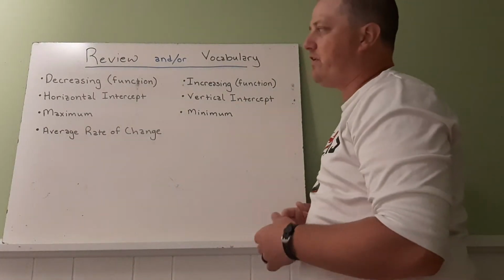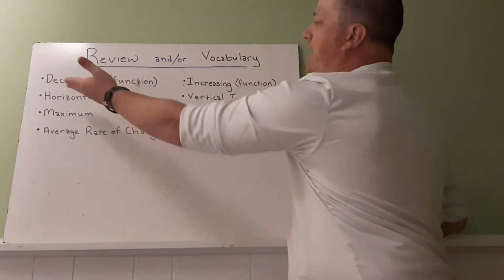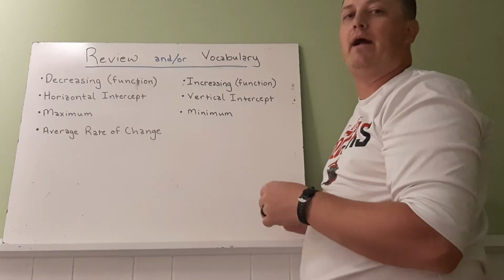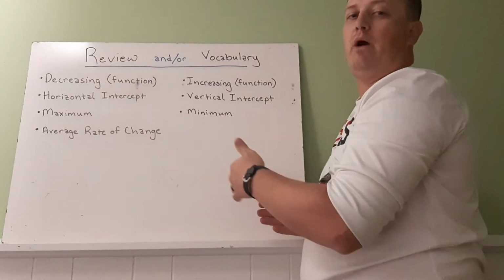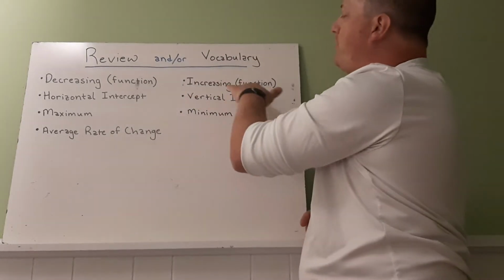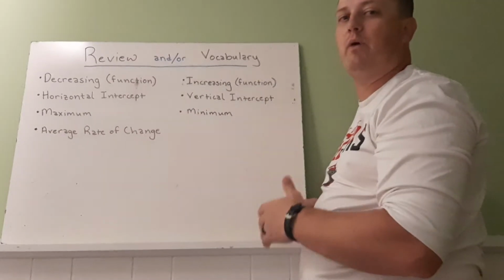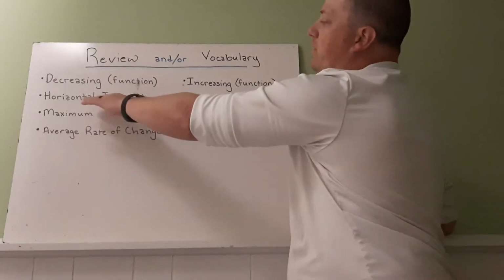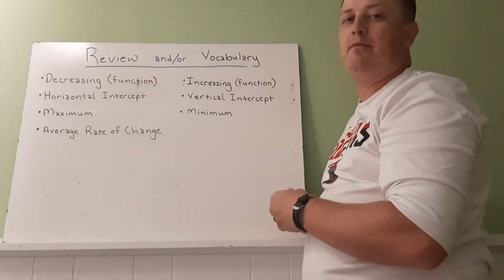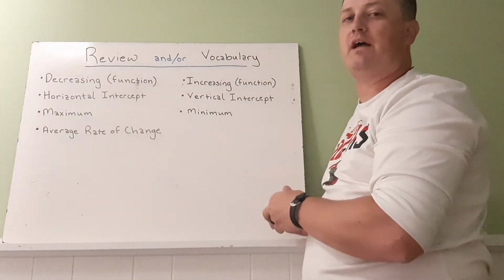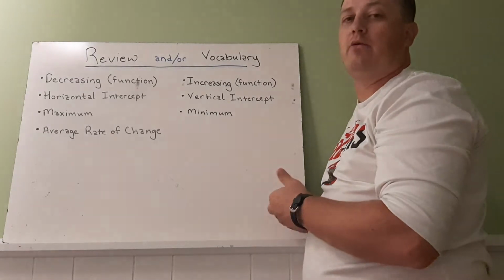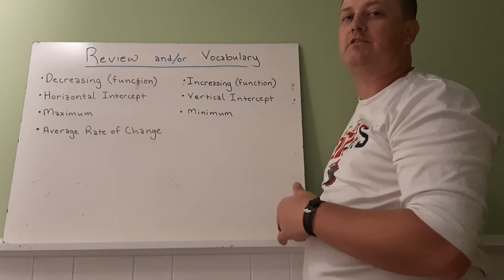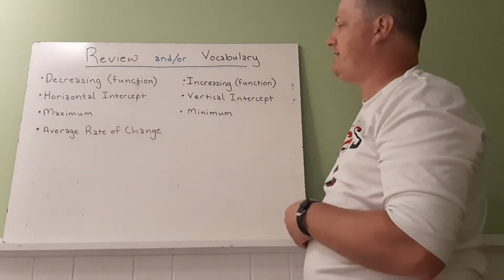So our vocabulary terms are basically the same. So we have decreasing function: any situation, any part of a graph where the graph is going down as it moves from left to right. Increasing function: any part of a graph where the graph is going up as it goes from left to right. Horizontal intercept is any place where a graph touches the horizontal axis, otherwise known as the x-axis. Vertical intercept: any place where the graph crosses the y-axis or the vertical axis.